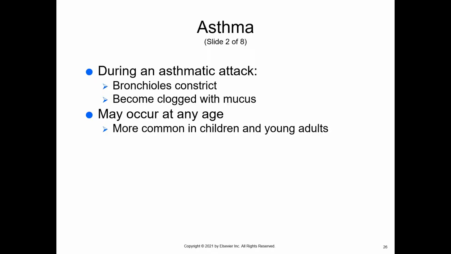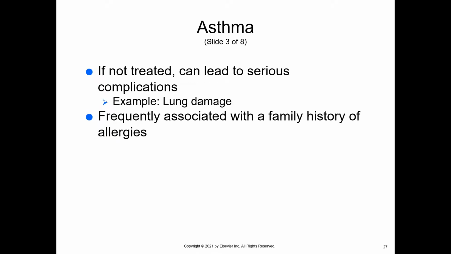Our breathing tubes, our bronchioles, can do one of two things here. They can constrict: the smooth muscle surrounding all of our breathing tubes can contract, and cause constrictions on the bronchioles. Or they can secrete mucus and actually become clogged with that mucus. This can occur at any age, but of course asthma is more common in children and young adults. If asthma is not treated, it can lead to serious complications like lung damage.